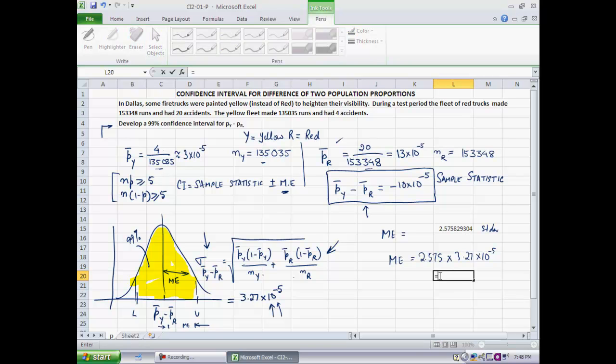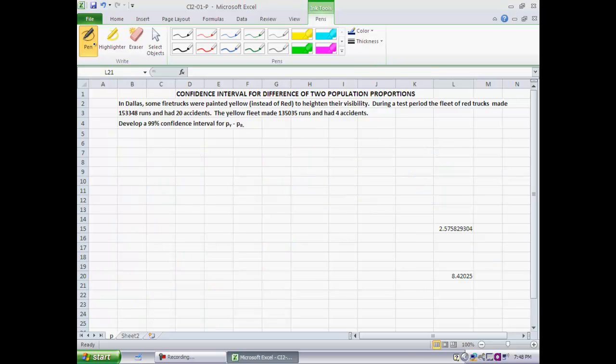It is equal to 2.575 times 3.27, which is 8.42. So my margin of error is equal to 8.42 times 10 to the minus 5.